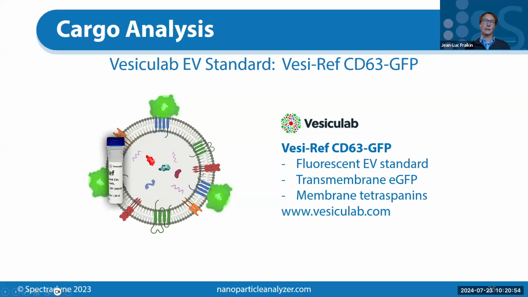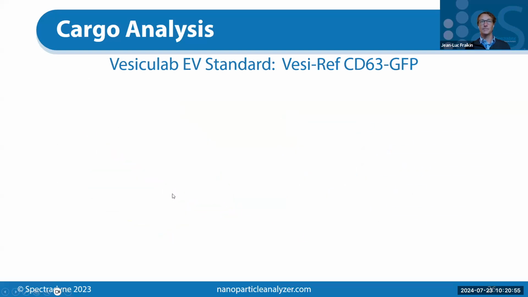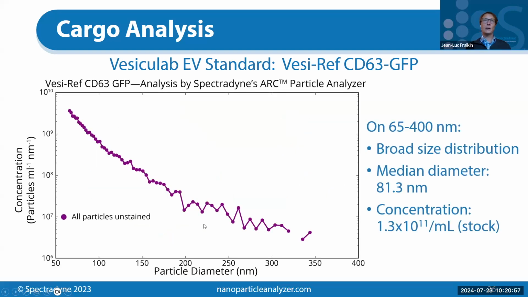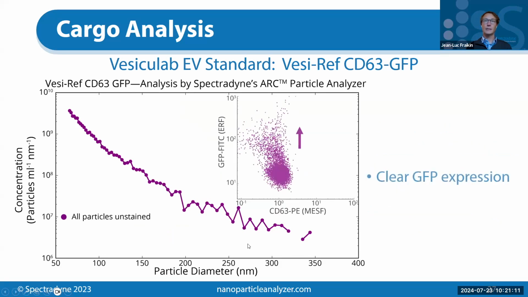So this is a natively fluorescent particle. When we measure the unstained sample, so just the product itself on the arc, this is the particle size distribution we measure. So it's got a pretty broad size distribution. When we look at the fluorescence, it's a little more interesting, shown in the top right here.